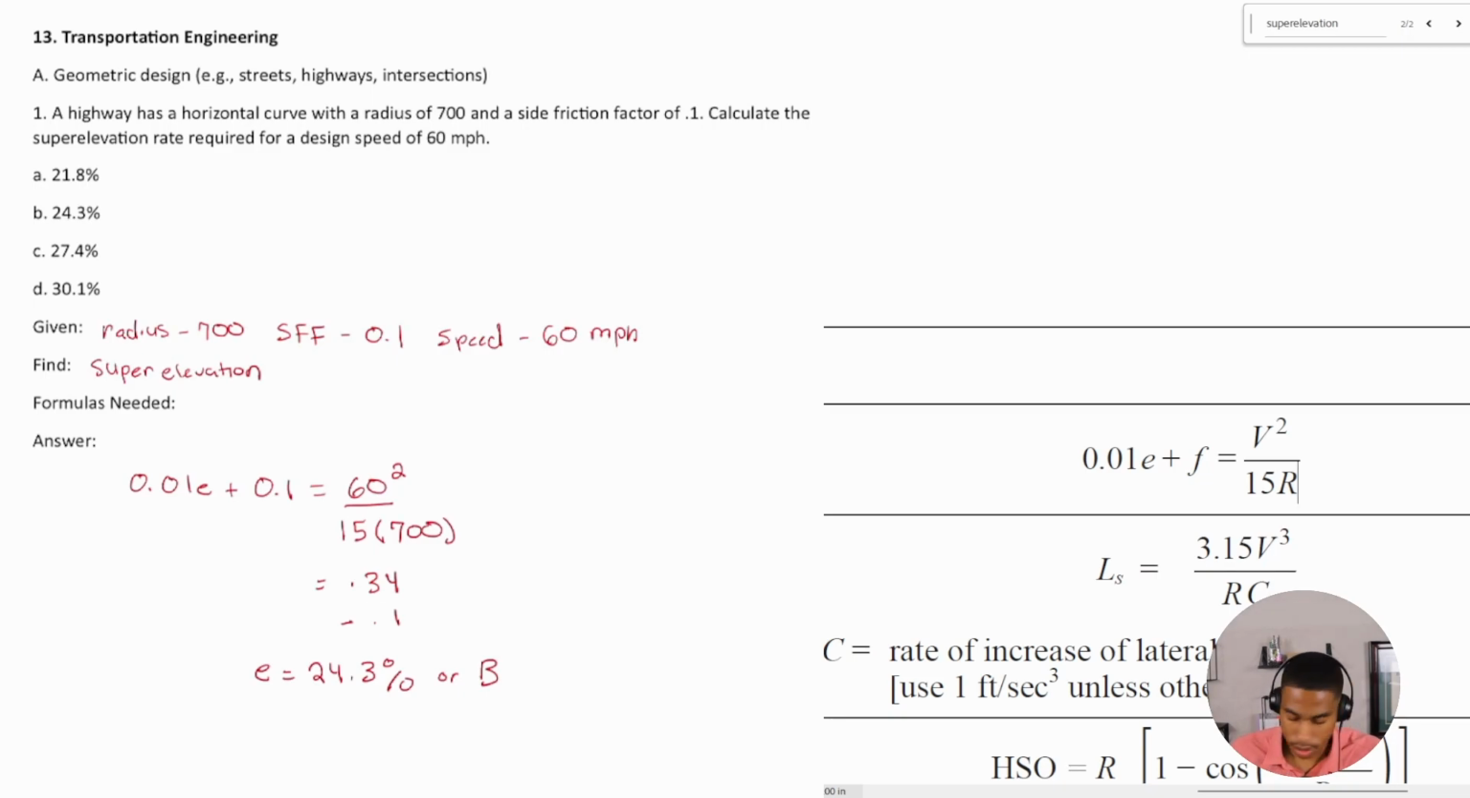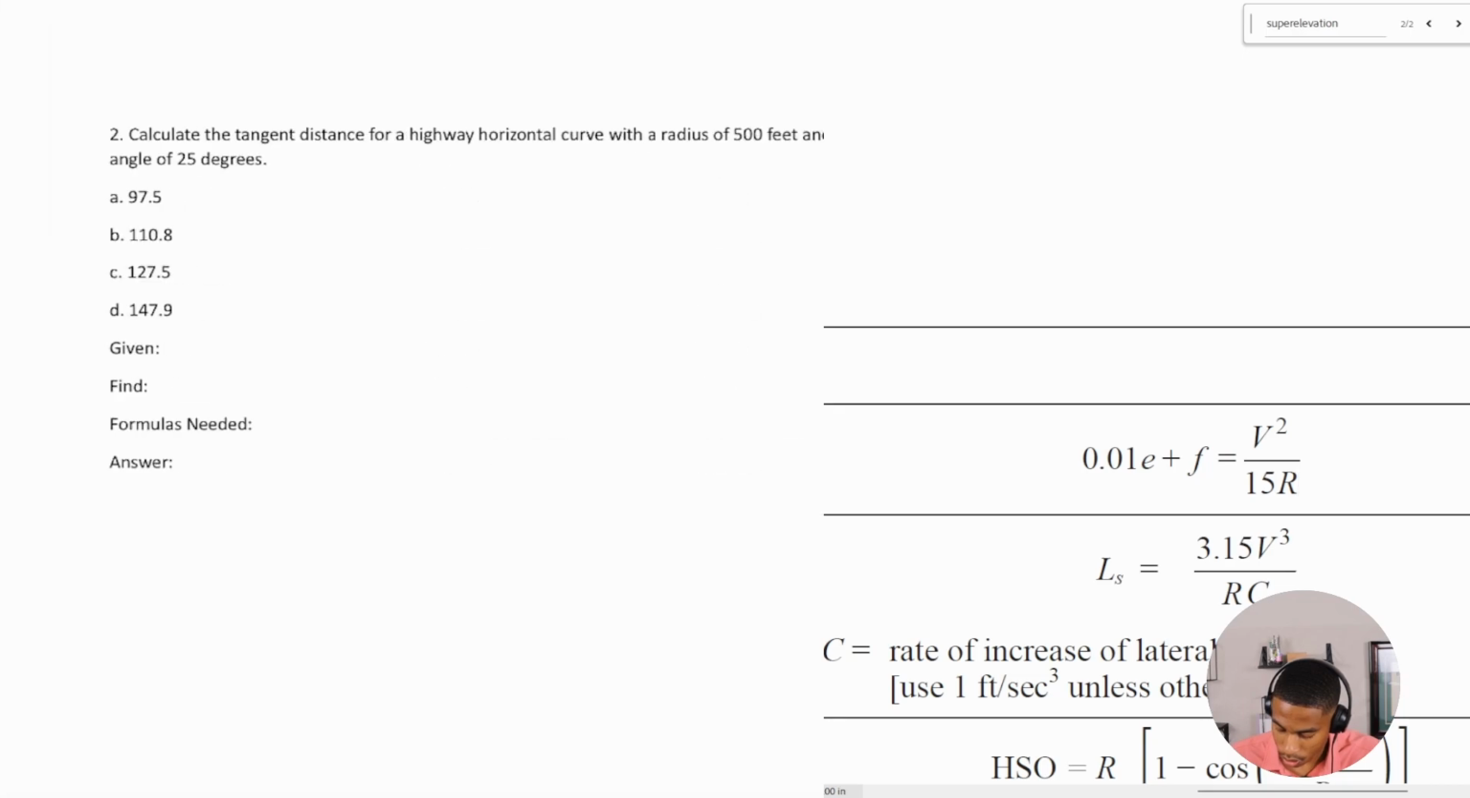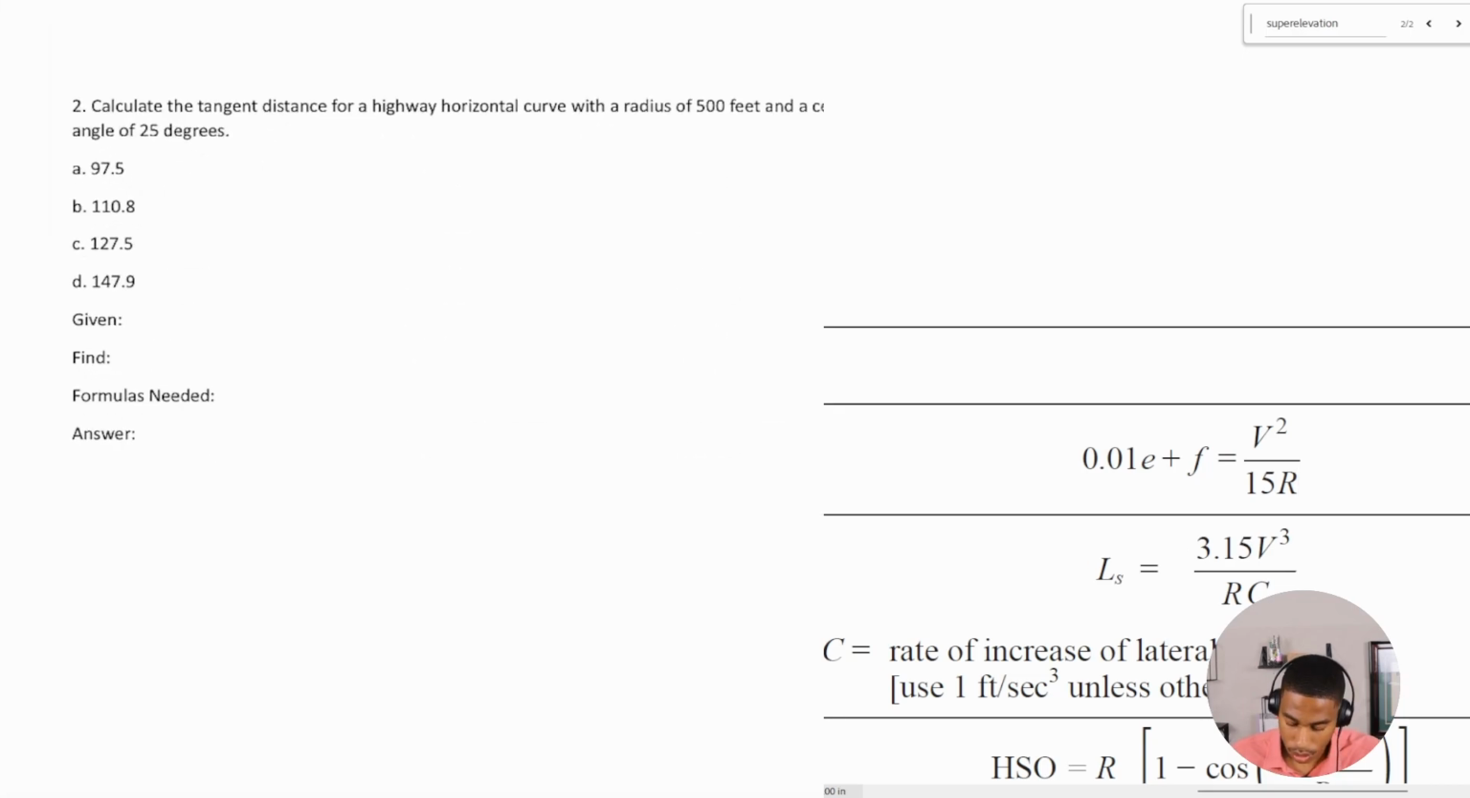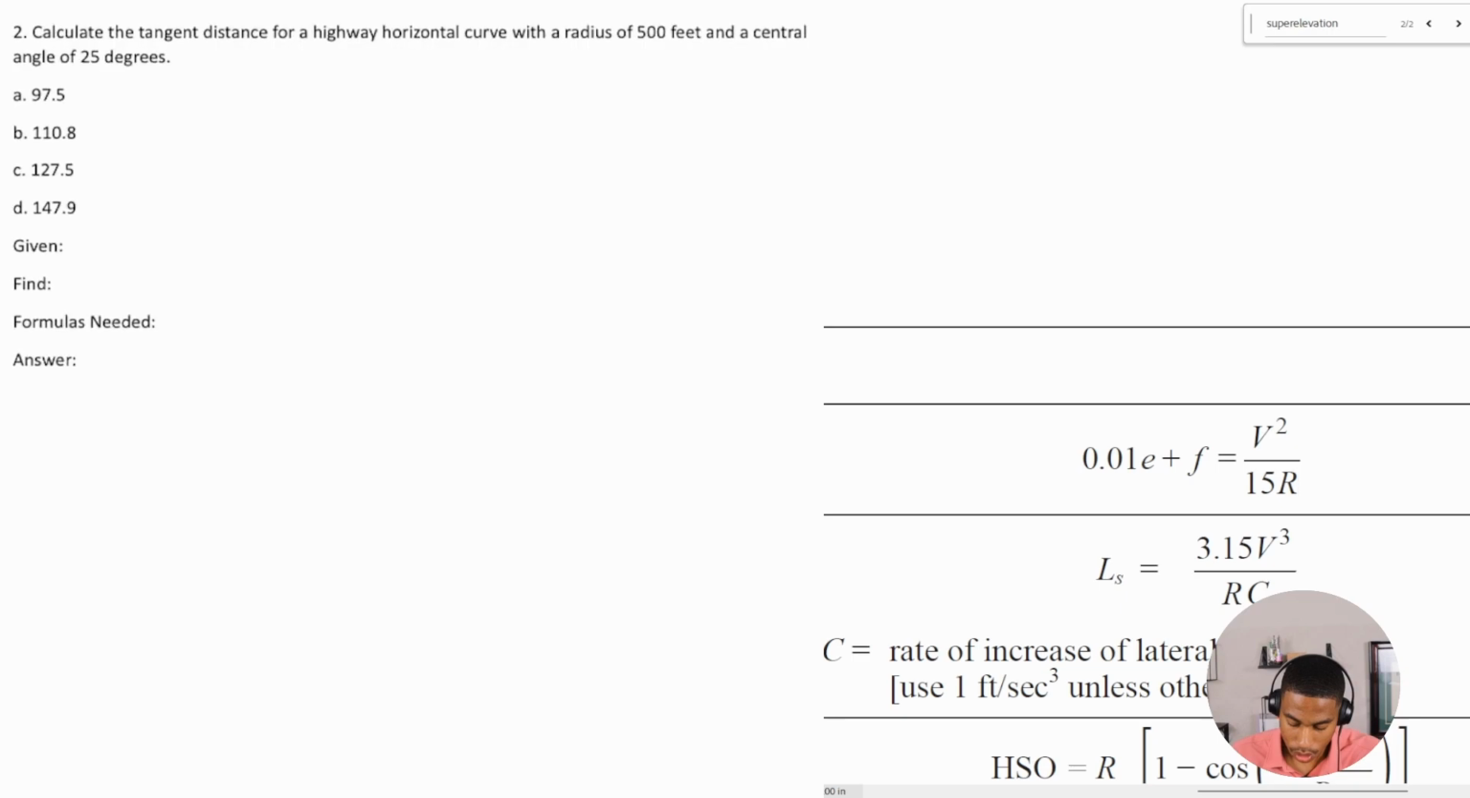All right, let's move to the next one. Number 2 says, calculate the tangent distance for a highway horizontal curve with a radius of 500 and a central angle of 25.